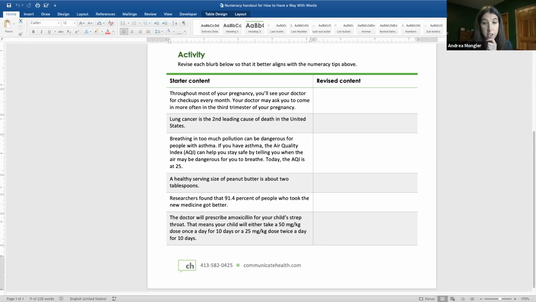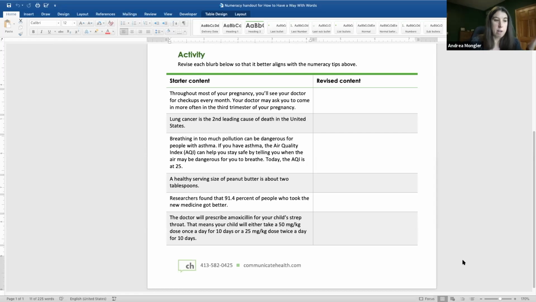And then the last one, the doctor will prescribe amoxicillin for your child's strep throat. That means your child will either take a 50 milligram per kilogram dose once a day, blah, blah, blah. This is what we did. Chat it for you. Yeah, and I like the 90%. Yeah, that's definitely better than the 91.4 or whatever that is. And probably 90% is not too hard for people to understand. Again, we don't want to assume that though.